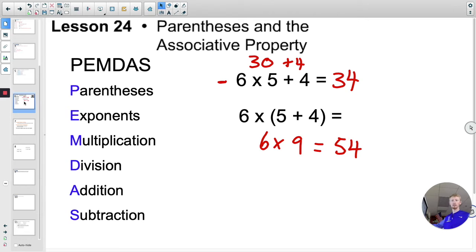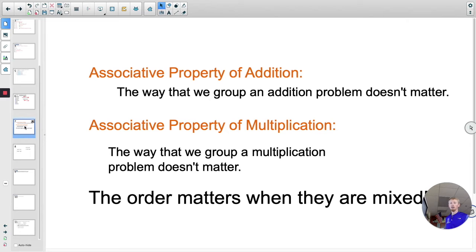If you could, please write this down in your math notebook if you are taking notes. And then also these two, associative property of addition, which states that it doesn't matter how we group addition. So if I have 3 plus 5 plus 4, it does not matter if I group it like this, 3 plus 5 plus 4, or if I group it like this, 3 plus 5 plus 4. I'll get the same answer either way.